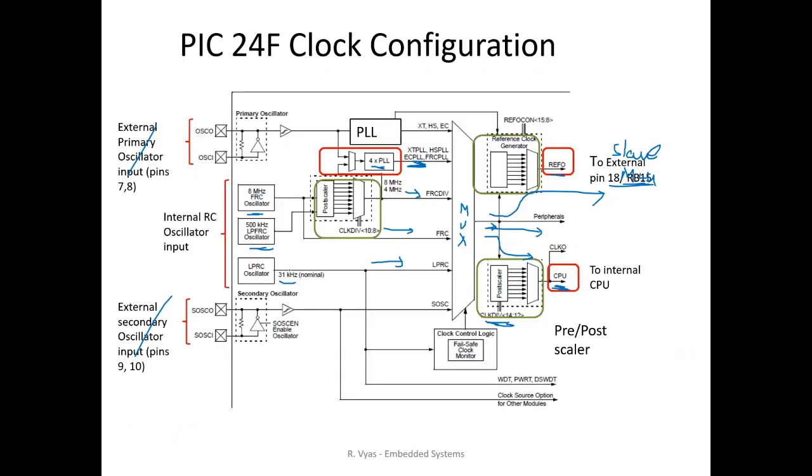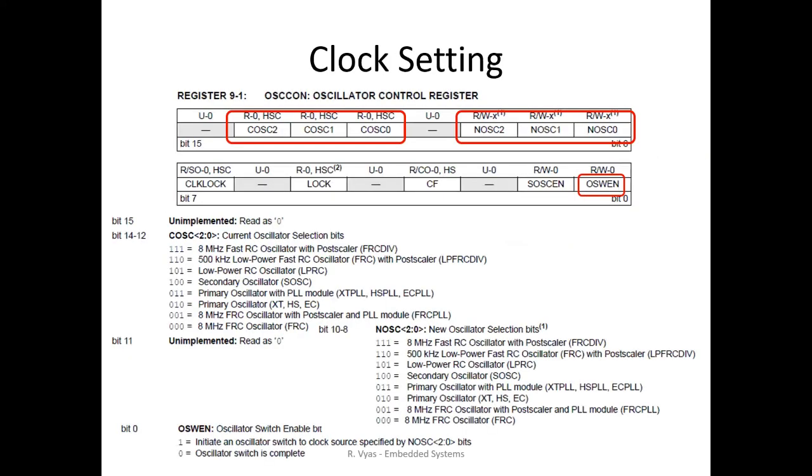So how do you change clocks? The way you do that is by writing into 3 sets of bits in this register called OSCCON. It stands for Oscillator Configuration Register.